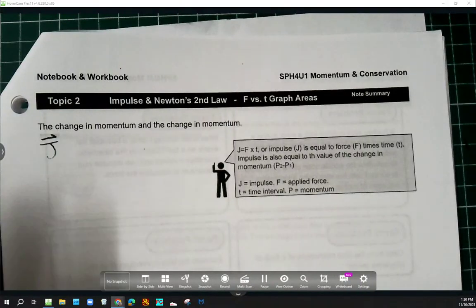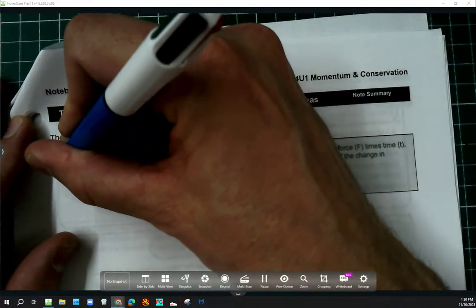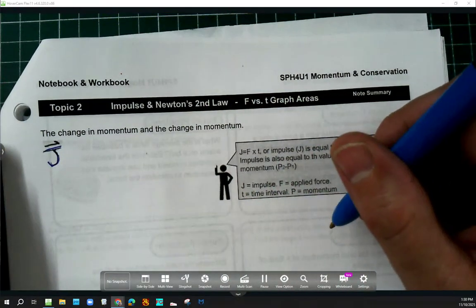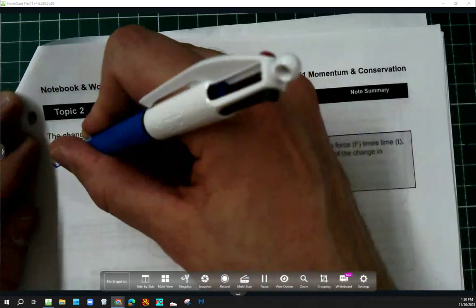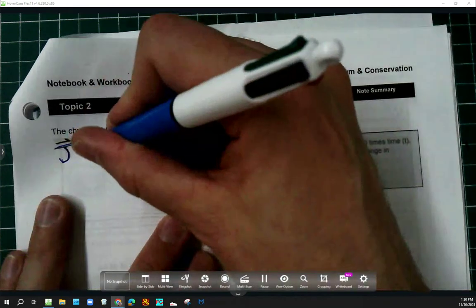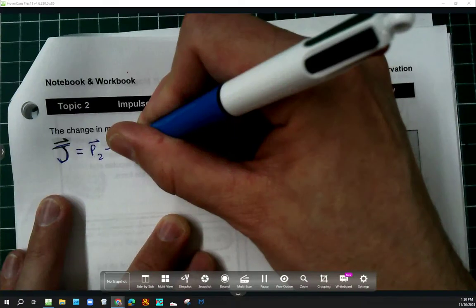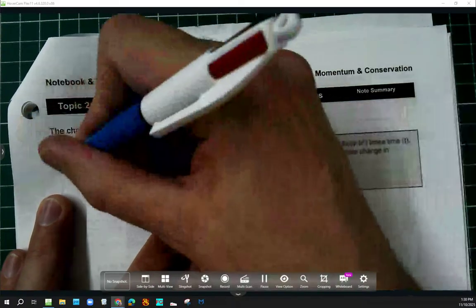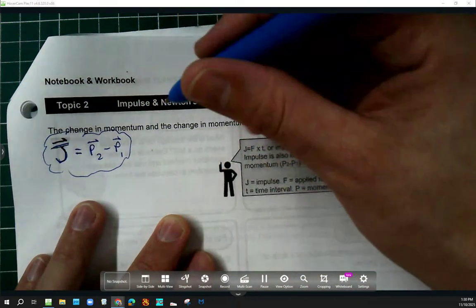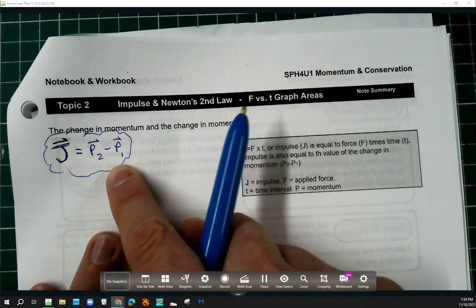So I've got this idea of J, and J is impulse. But as it turns out, and we're going to talk this through, this idea of impulse is equal, at least in magnitude, to how much the momentum has changed by. And I'll put a little bubble around that because I want to work my way through this. J is impulse. Momentum 2 minus momentum 1 is how much momentum has changed by.